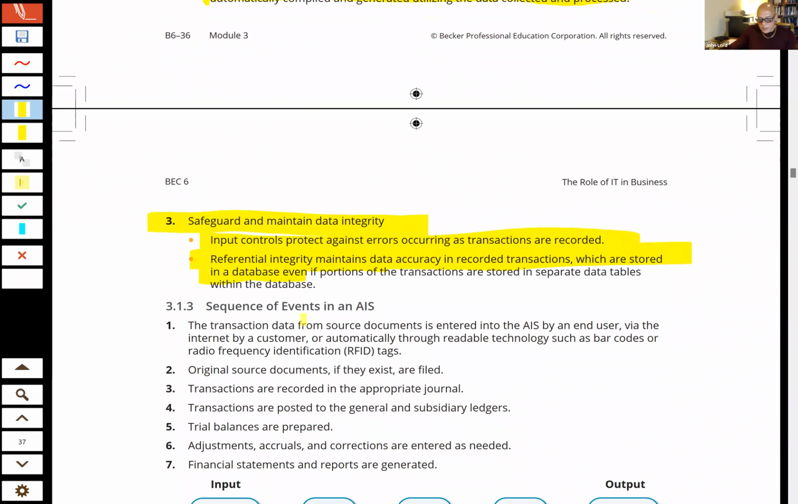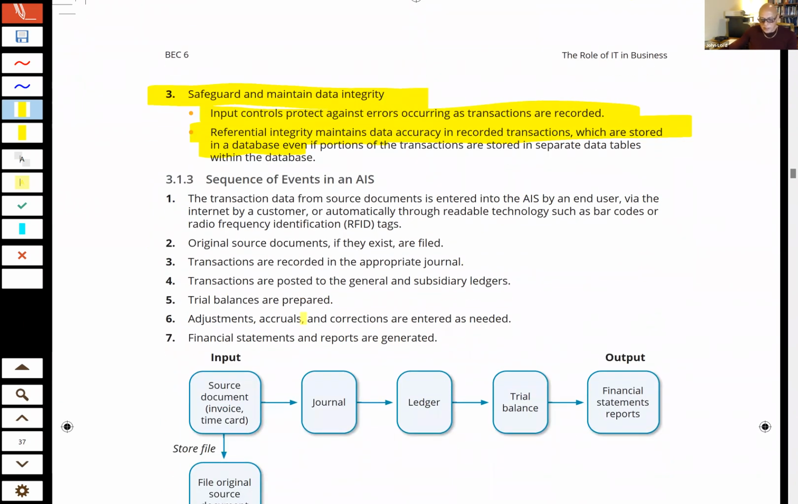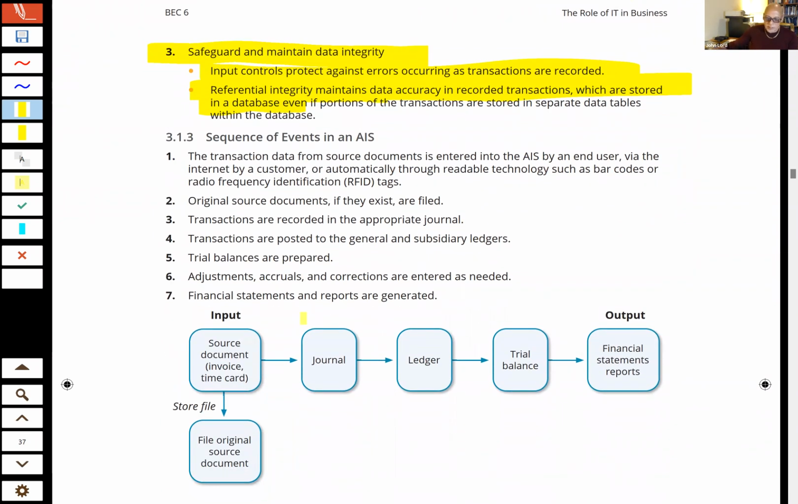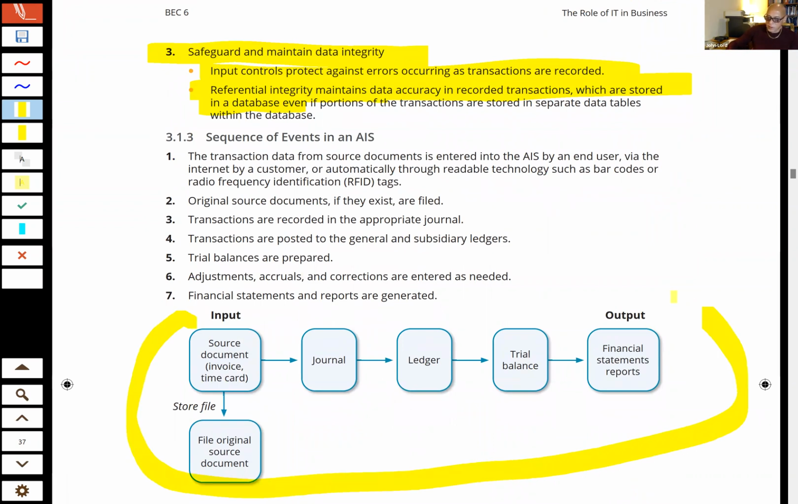Okay, so they give us the sequence of events here, and they give us a chart. And guys, you know, this is a little overkill, don't you think? I mean, I think we know that we have the source document. We'll input that into some sort of journal. The journal then posts to the ledger. You create what? The trial balance from that, and then we can ultimately have our financial reports. And of course, you would want to file any source documents that are relevant. Okay, I think you know that. I'm not going to sit here and belabor that too much.